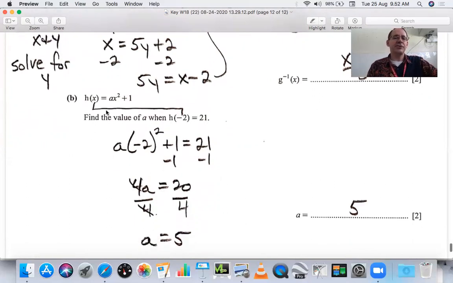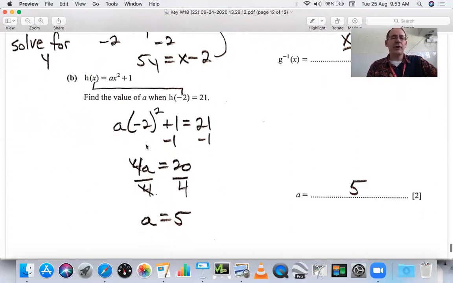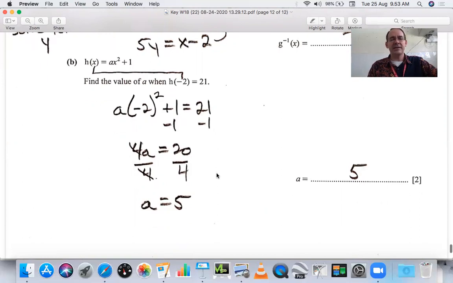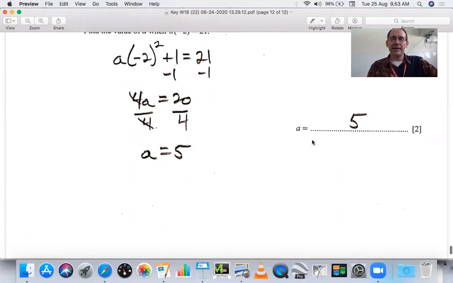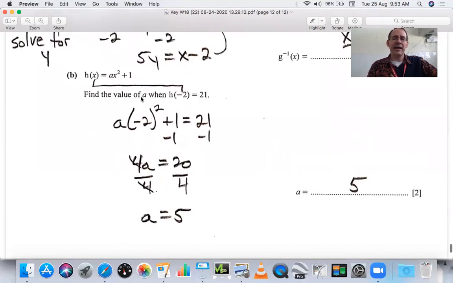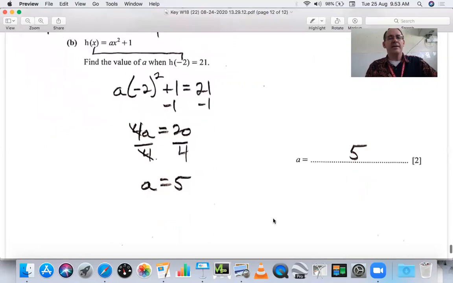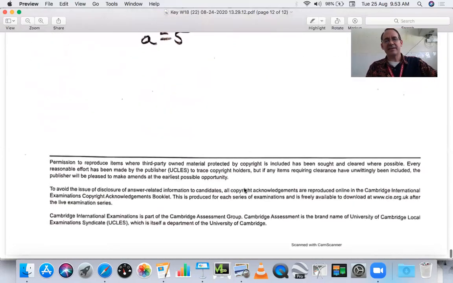So we take our -2 and we plug it in for the x, and we plug it in here. So we have a times -2 squared plus 1. So -2 squared is 4, so we get 4a. And this equation is equal to 21, so we subtract 1 from both sides, and 21 minus 1 is now 20. Divide by 4, so a is 5, and we can find our value of a by using this function equation and evaluating it into the function they provided. So that's functions there, and that's the end of the test.